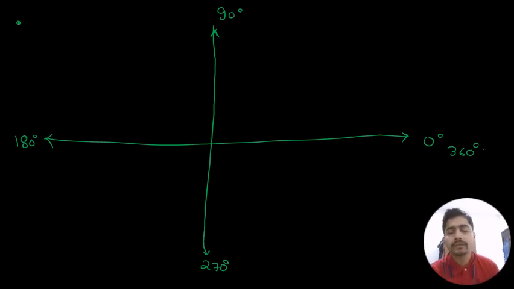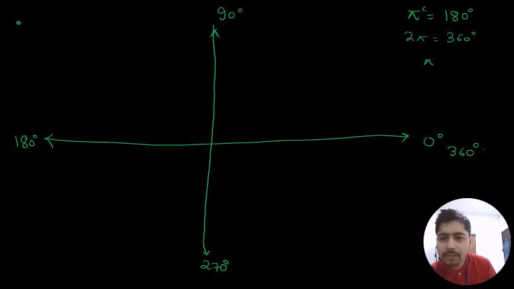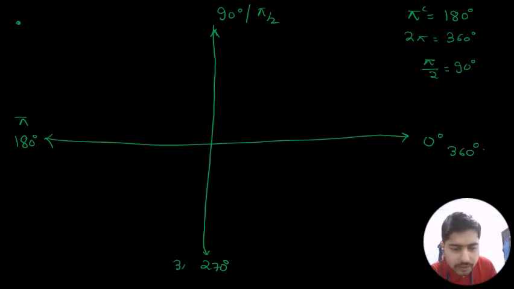Here we will measure the angle in radian, right? We know that the unit of angle is radian, so we have to remember it. Pi radian is 180 degree, so 2 pi will be 360 degree, and pi by 2 will be 90 degree. I will write it here: this is pi by 2, 180 degree is pi, 270 is 3 pi by 2, and 360 is 2 pi. So this is the radian measurement of the angle.